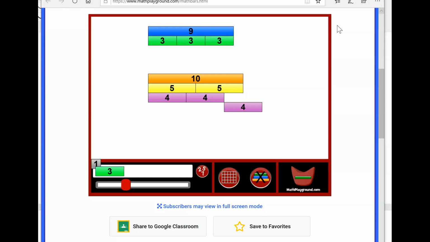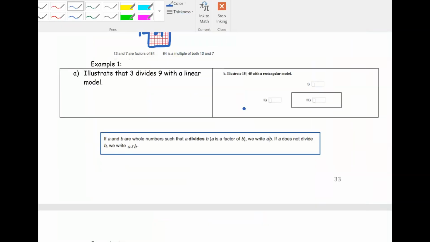On the paper, you could just draw a picture that looks like this. So you could draw, we could say this is 9, and then you could show a 3, a 3, and a 3 together that make the 9 like that. The second example illustrates that 15 divides.